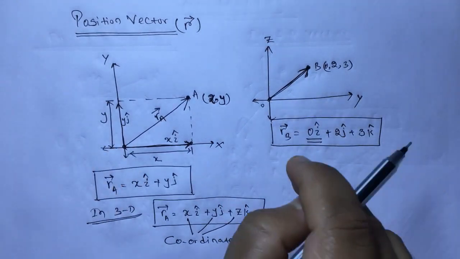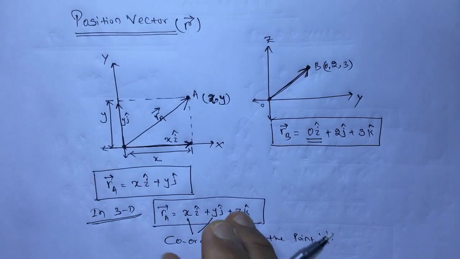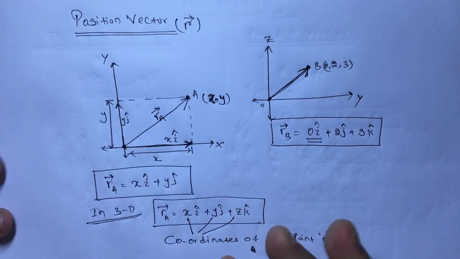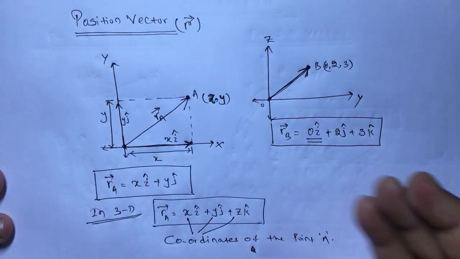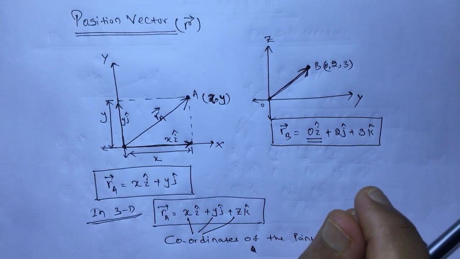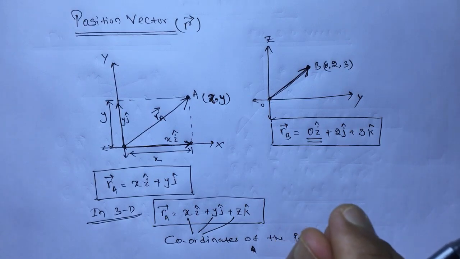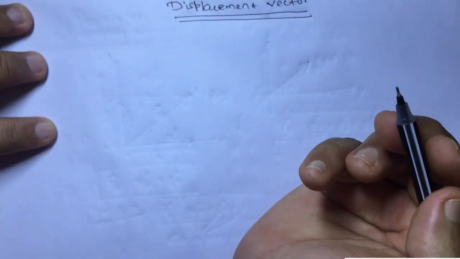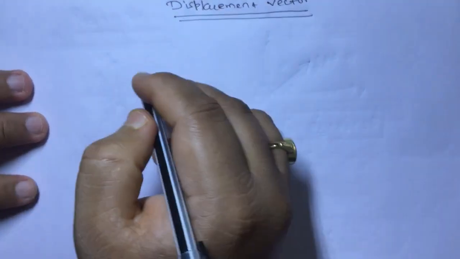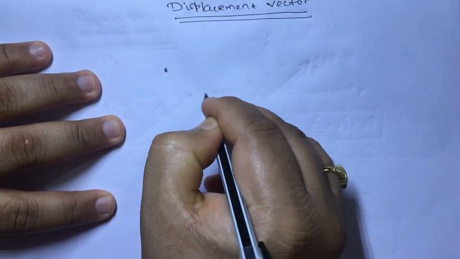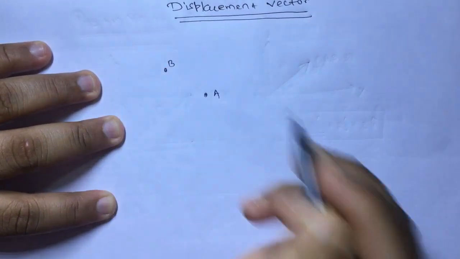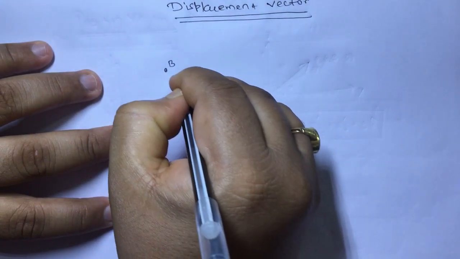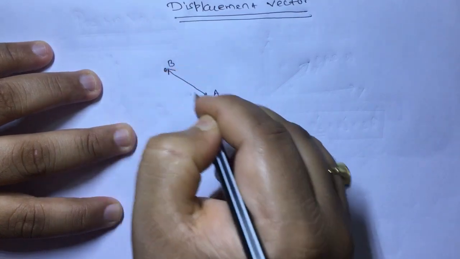Very simple, but a very important concept for many difficult and complicated systems of vectors, which we will learn in the next few chapters. Now let us see how the displacement vector can be defined and what its expression will be. What do you mean by displacement? If these are the 2 points, A and B, and we have to define the displacement from A to B, we define it like this. This is the displacement vector from A to B.